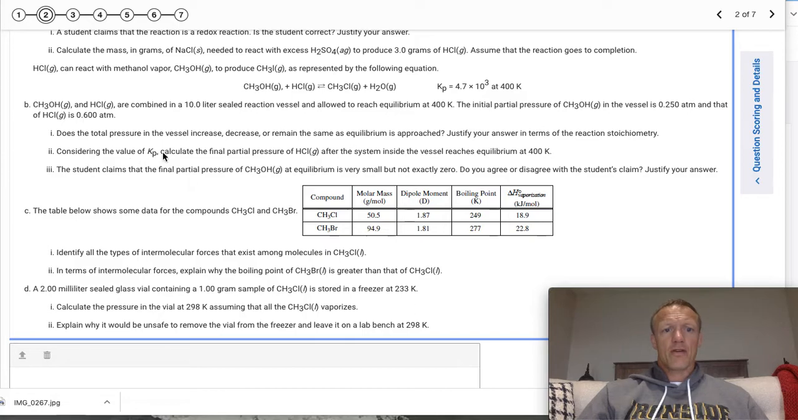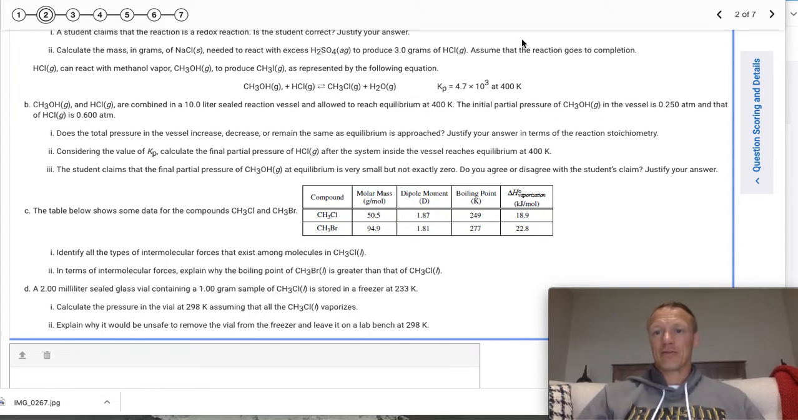Second one, considering the value of Kp, remember it's a pretty large Kp, determine the final pressure of HCl after the system inside the vessel reaches equilibrium. If we think about this for a minute, it's kind of a limiting reactant problem. We have 0.25 atmospheres of this, 0.6 atmospheres of HCl. So the reaction is essentially going to completion. Our limiting reactant would be the 0.25 atmospheres of this. Remember, atmospheres for gases are numbers of moles. So we're going to basically use all 0.25 of that.